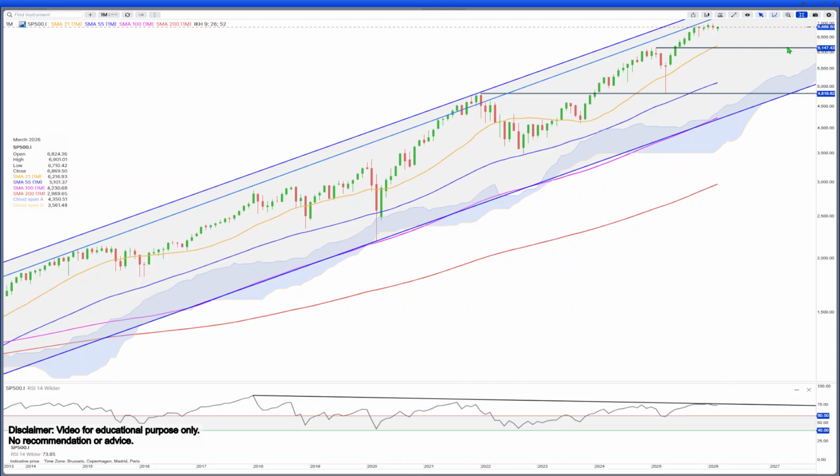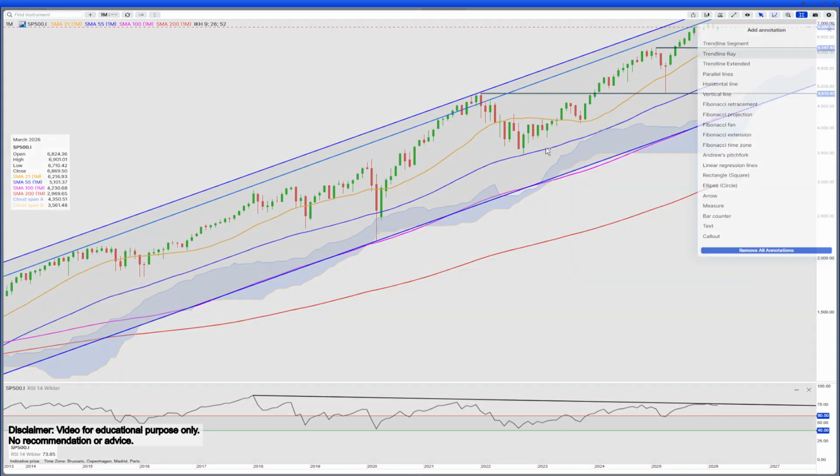So we have 6,147, the peak there, and then we have the crucial 4,818 if this one is taken out. Again, this is the bigger picture. This is not something that will play out tomorrow or next week or next month. Maybe not even this year. It's just to illustrate what's going on. And sometimes we need to take a step back and look at the bigger picture.